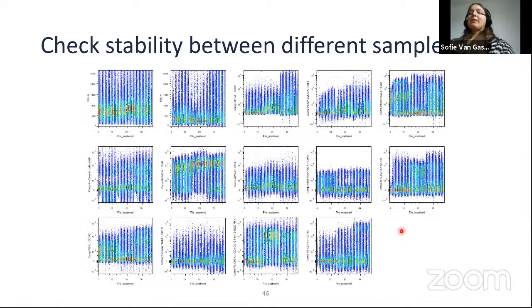The next thing, once you're sure that each of your individual samples is trustworthy, is to have a look at the stability between different samples. So what I'm showing on this figure is, on the x-axis now, all different samples. And on the y-axis, it's still the expression that was measured.